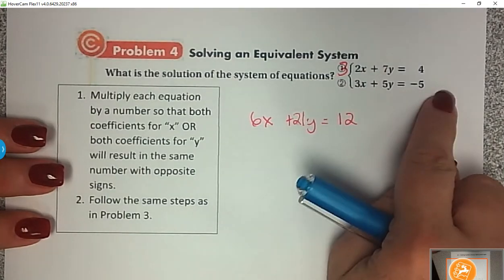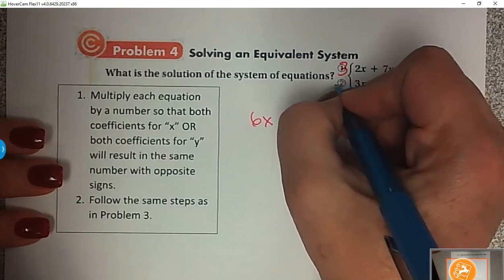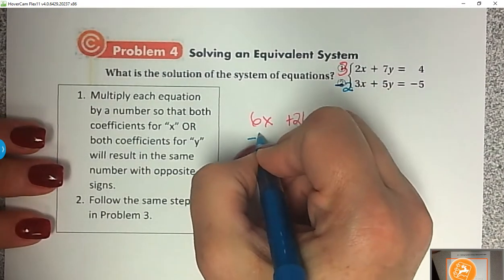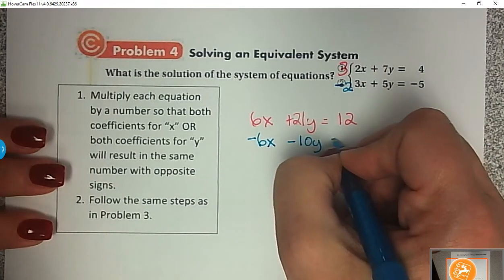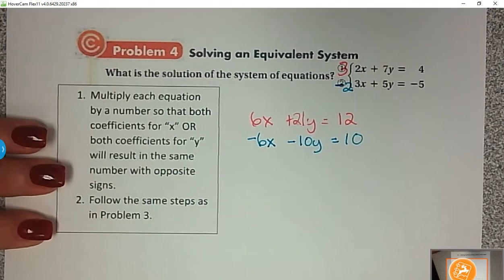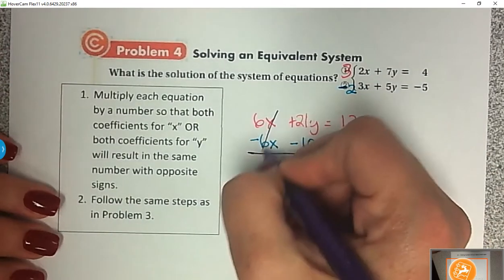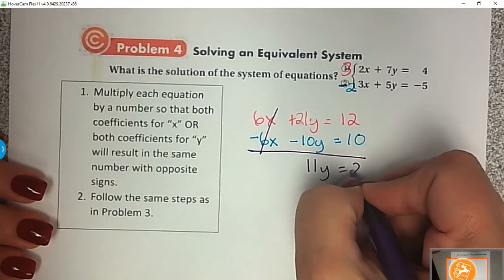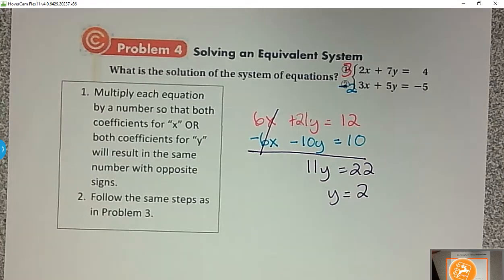Now for this equation, I also need a 6 here, but I want it to be negative. So I'm going to multiply that whole equation by negative 2. So I get negative 6x minus 10y equals positive 10. Now, when I add my equations together, the x's will cancel. I get 11y equals 22. That means y is 2.